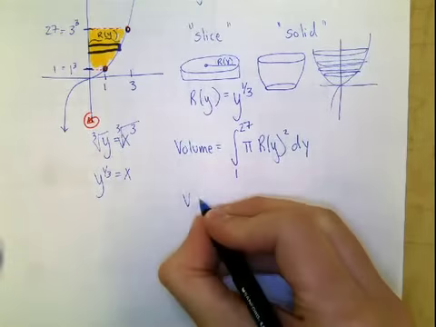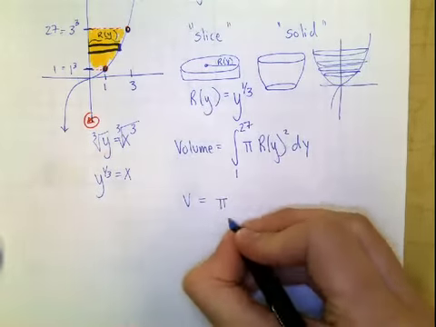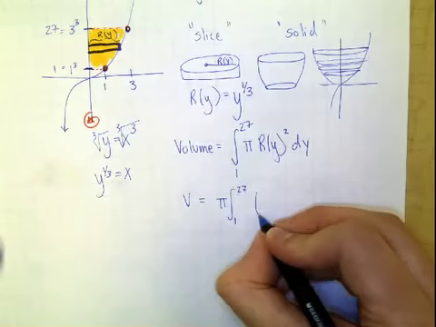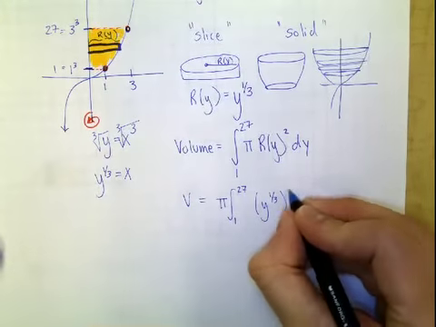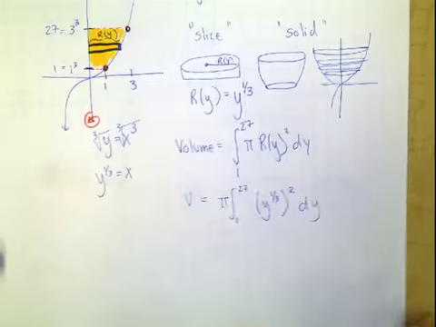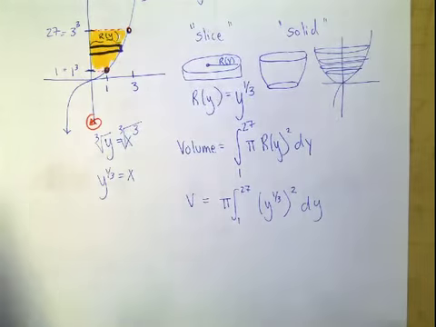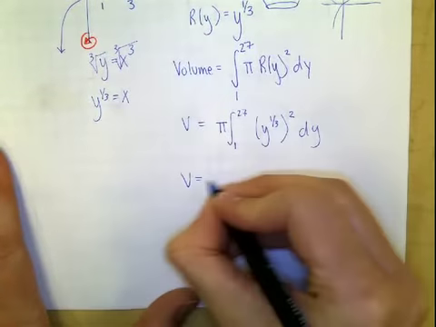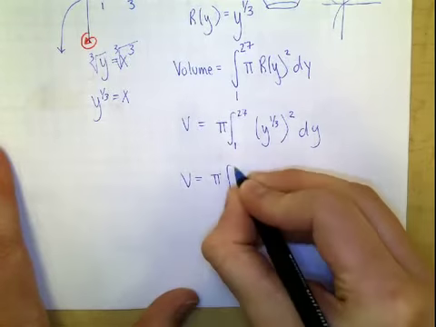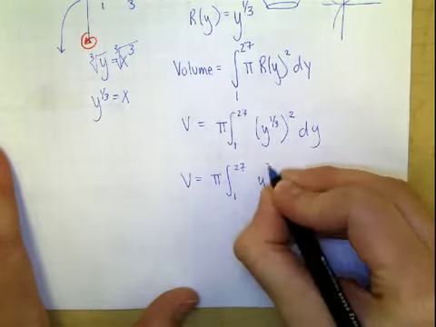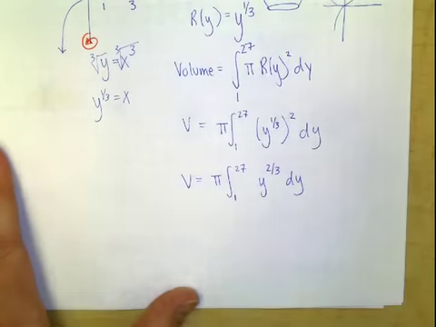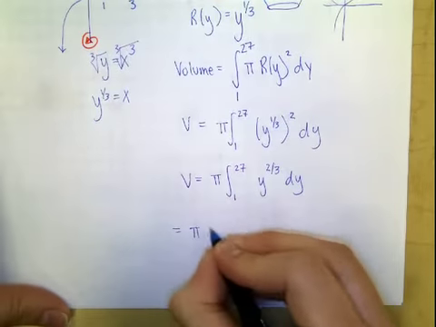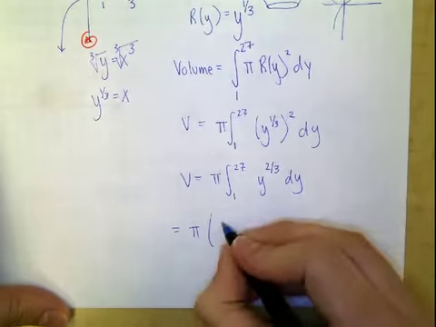And then I'll rewrite all this. So volume equals pi, integral 1 to 27. I'm going to change the radius into y to the 1/3 power squared dy, radius squared. And then that's the thing I'm going to solve. So I'm pretty ready to go. It's going to be reverse power rule. I need to take the 1/3 power squared and simplify it. So volume equals pi, integral 1 to 27. This is going to be y to the 2/3 power dy. Simplify it, and then I'll reverse power rule, which means I'm going to have pi times y to the 2/3.